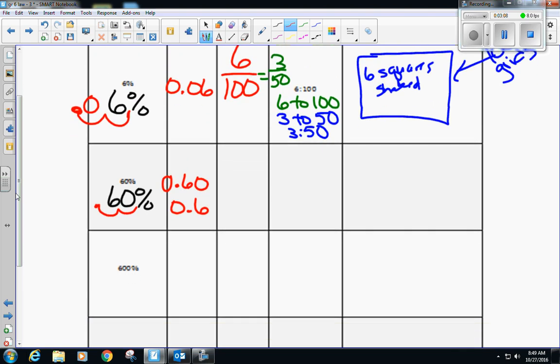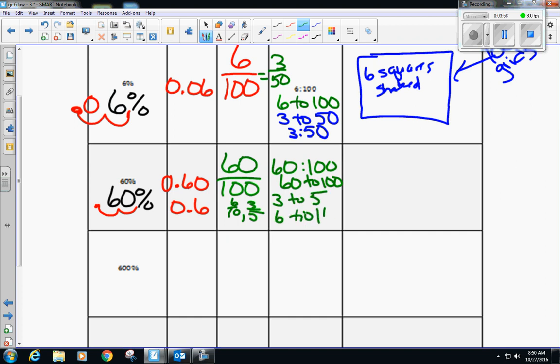So as a fraction, we get 60 over 100, which can be reduced to 6 over 10, 3 over 5. There's others. It could be 30 over 50. Yep. Simplest form, 3 over 5. There are multiple ways of reducing it, but the final answer is 3 over 5. So then your ratio is 60 to 100. And you can have 3 to 5, 6 to 10. Those are all equivalent ratios.